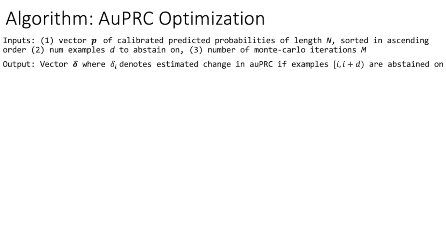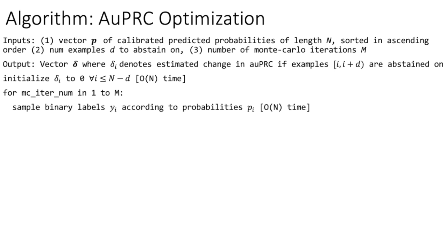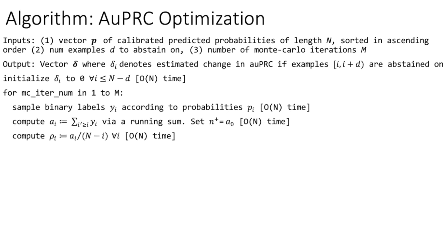The algorithm proceeds as follows. First, delta I is initialized to 0 for all relevant I. Then, in each Monte Carlo iteration, binary labels yi are sampled according to the probabilities pi. The quantity aI, denoting the number of positives above index I, is computed for all I via a right-to-left running sum, and n plus, denoting the total number of positives, is set to a0. The quantity rho I, denoting the precision above index I, is found for all I, and from these, the average precision score q is computed.